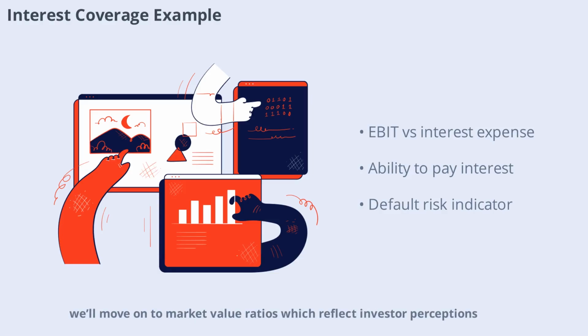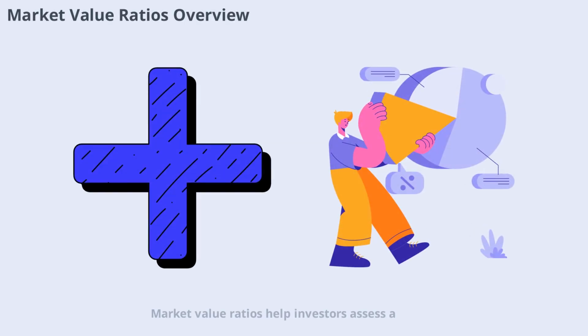Next, we'll move on to market value ratios, which reflect investor perception. Market value ratios help investors assess a company's stock price relative to its earnings, book value, or sales. Common market value ratios include price to earnings, PE, price to book, PB, and price to sales, PS. These ratios are especially important for investors deciding whether a stock is undervalued or overvalued. In the next scenes, we'll break down each market value ratio and explain how to interpret them.